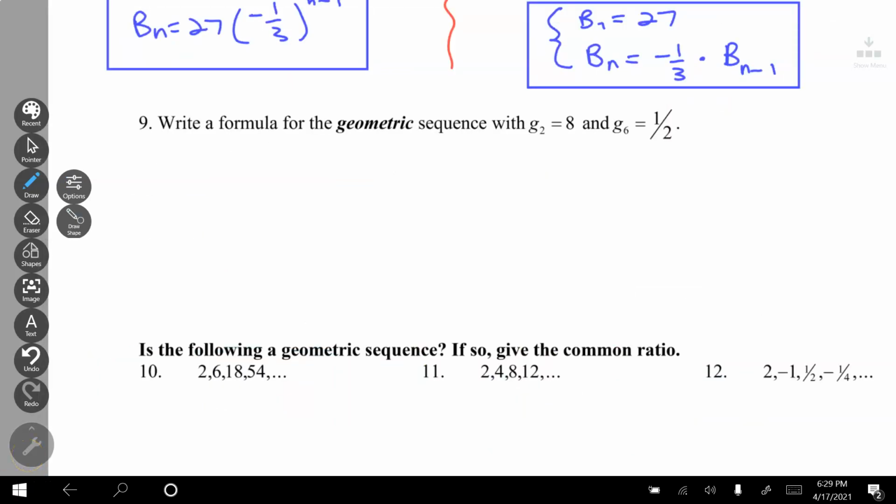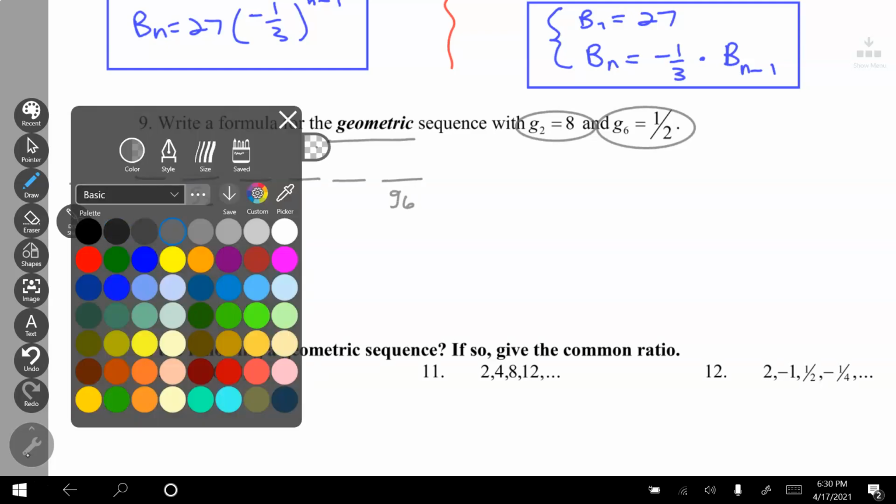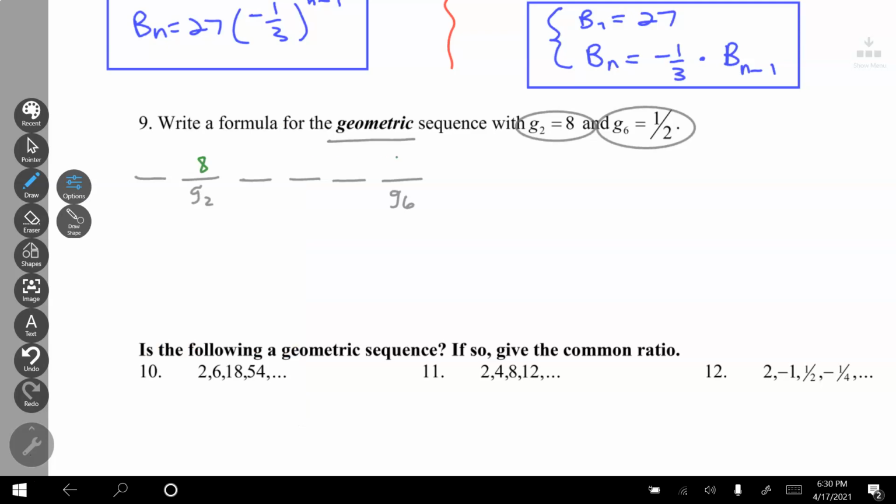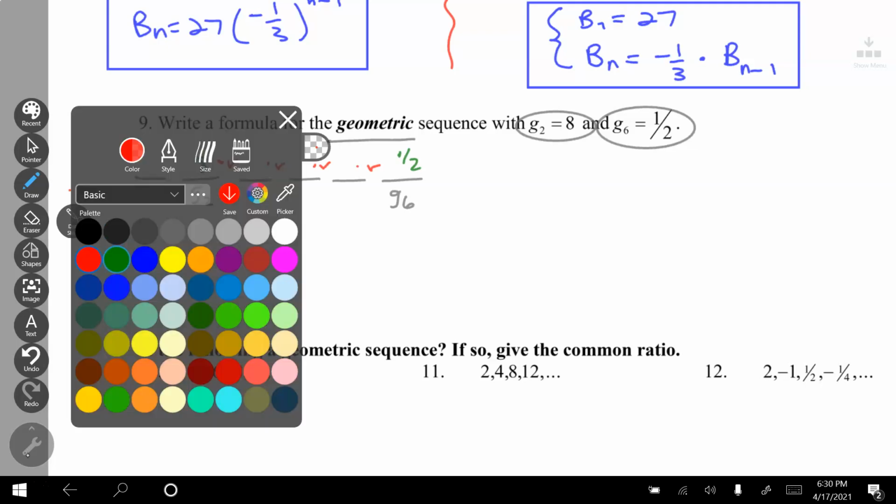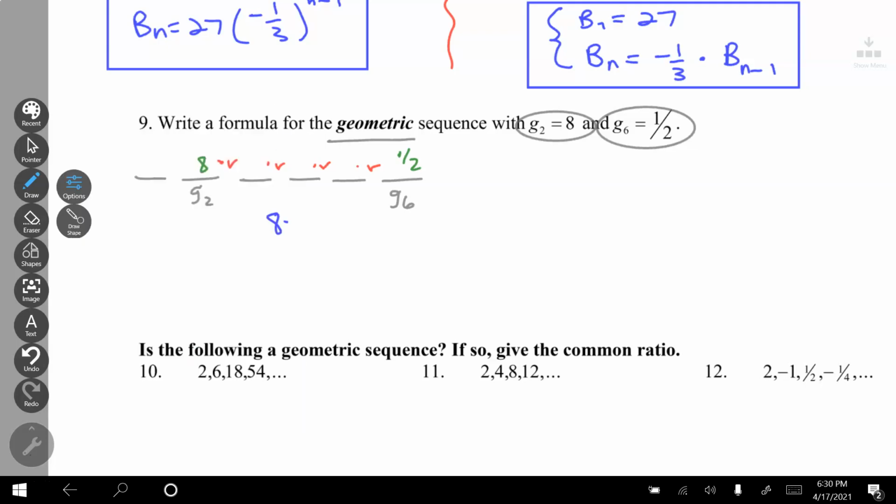So again, how do we write something if we do not know the first term? Well, I do know it's geometric, and I do know the second term, and I do know the sixth term. So I'm going to draw some dashes: first term, second term, third term, fourth term, fifth term, sixth term, and I know those numbers. That is 8, that is 1/2. Now with arithmetic, we are adding these all the time. For geometric, we are multiplying by r's. We're not adding, we're multiplying. So I get a nice equation that says 8 times r to the fourth is equal to 1/2.